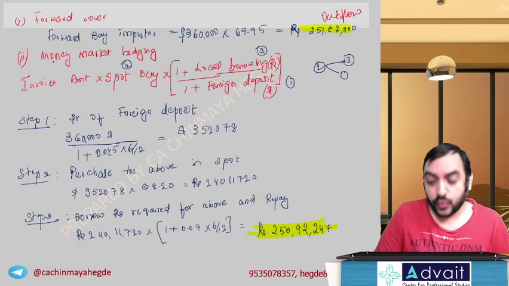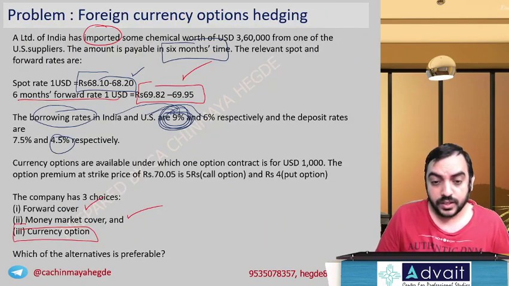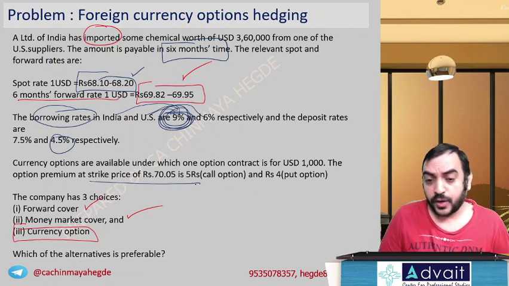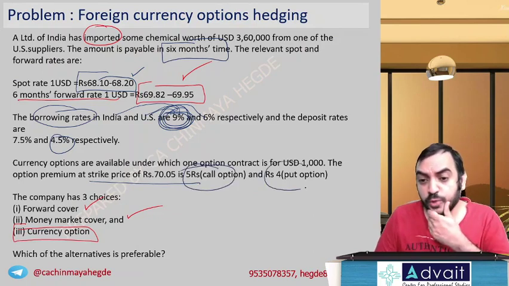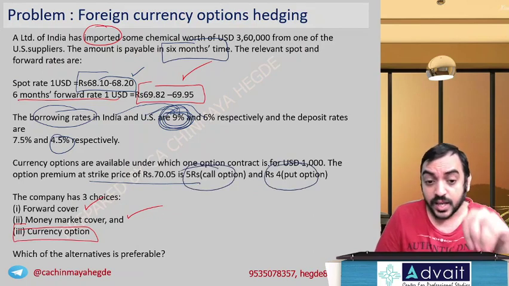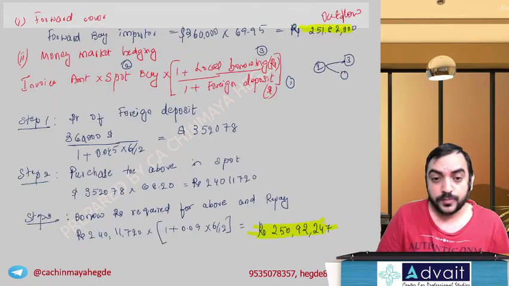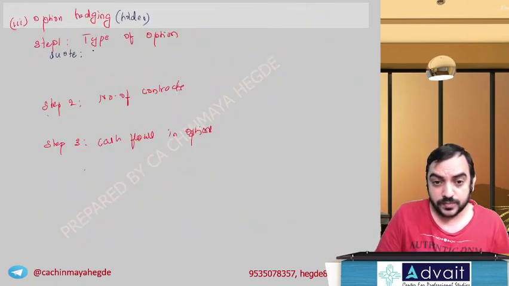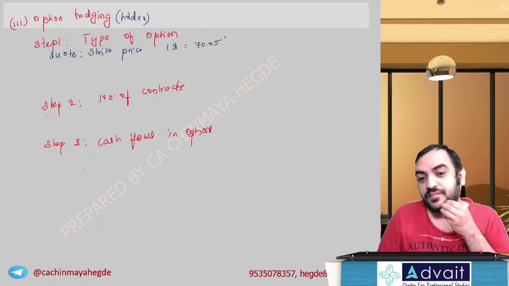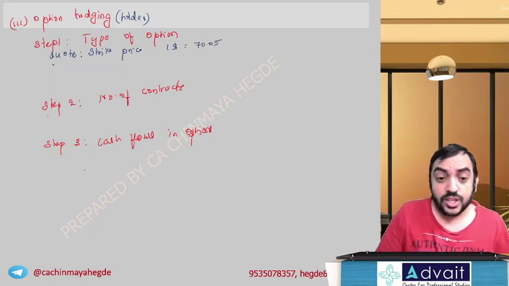In this problem, what is the quote given? Option premium at strike price of 70.05. Okay, call option premium 4 rupees, put option premium 4 rupees. So that is later. But strike price 70.05. Quote. So strike price, $1 equals 70.05. First you write that. Then you identify the underlying assets.